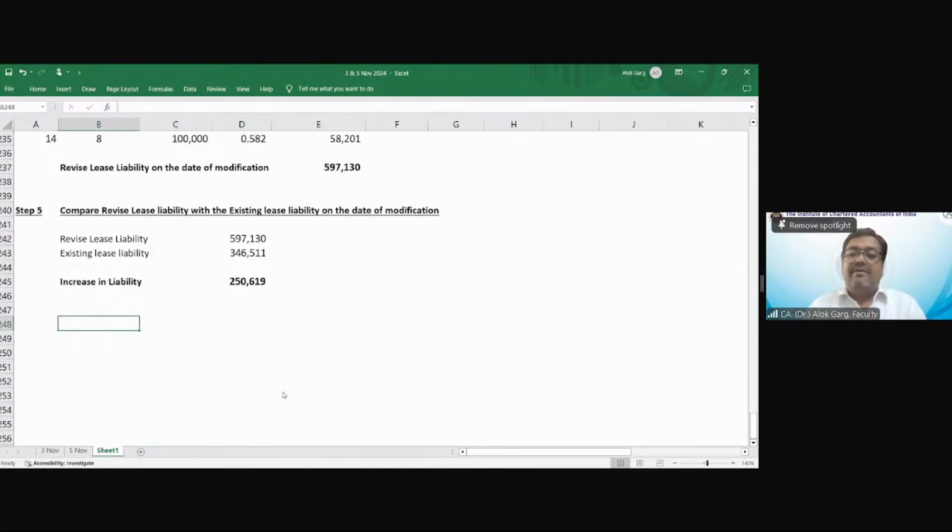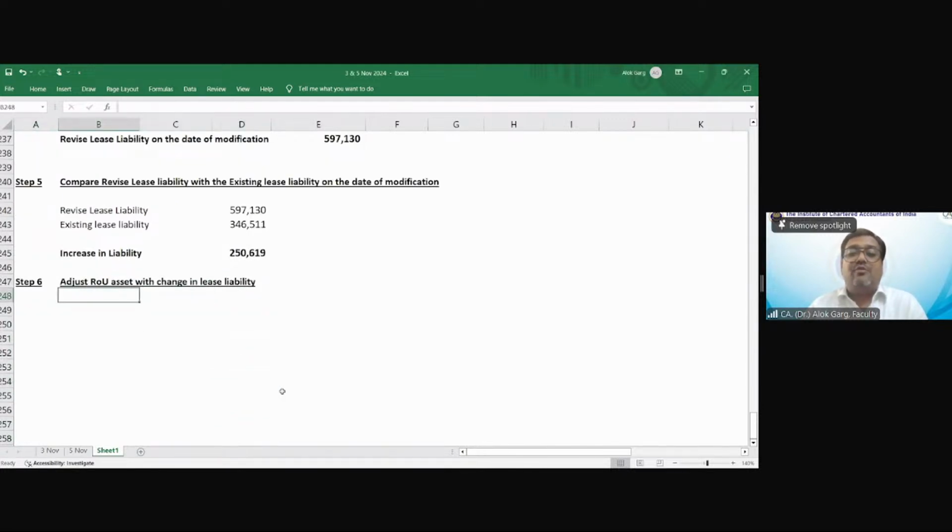What do I do now with this 250? Step number 6, adjust ROU asset with change in lease liability. Whatever the change in your lease liability is, where do you have to adjust it? You have to adjust it in the ROU asset. What is my existing ROU asset?